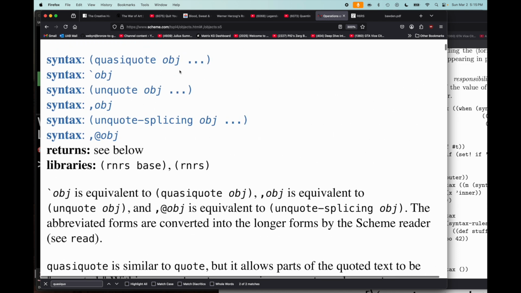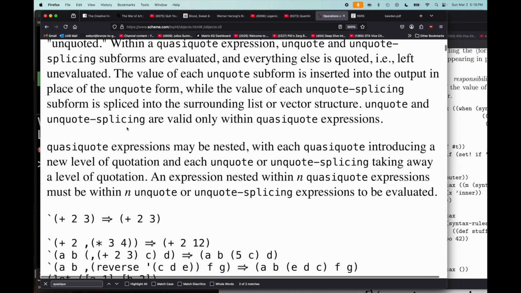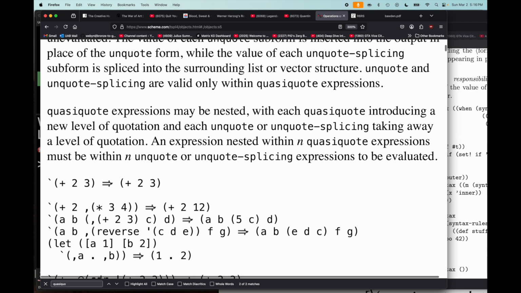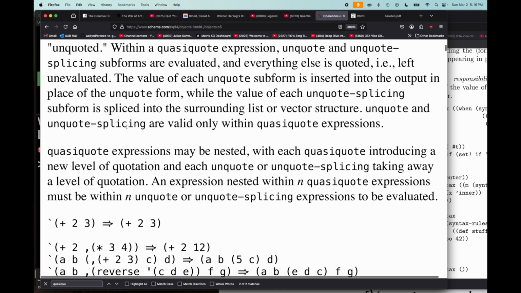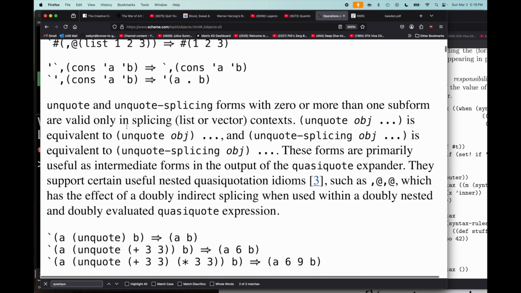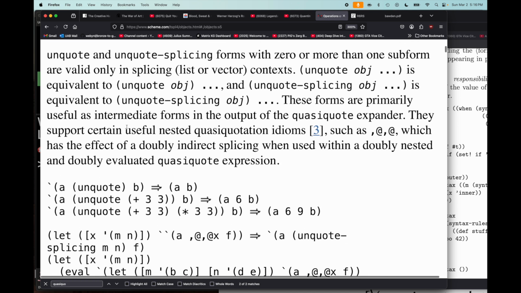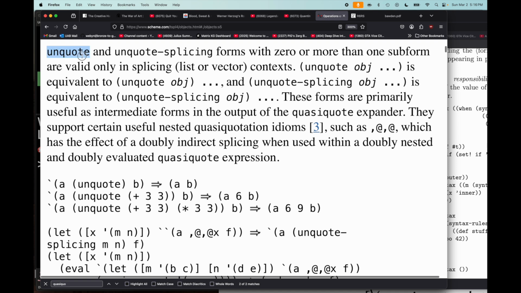But I think it's kind of interesting. I mean, I think it says in here what that means. I thought that. Okay, unquote and unquote-splicing forms with 0 or more than one subform are valid only in splicing contexts.